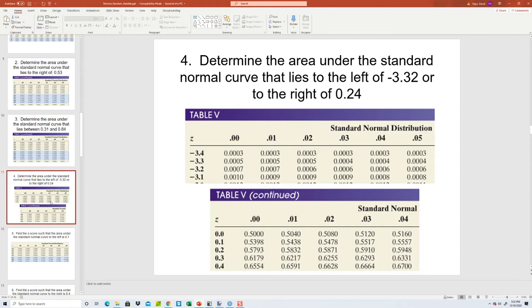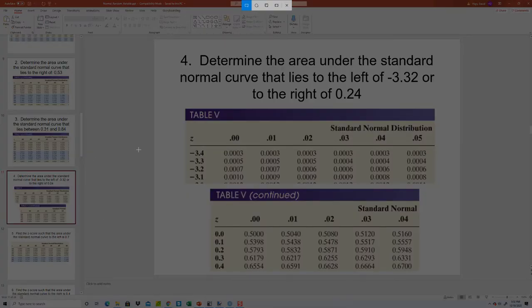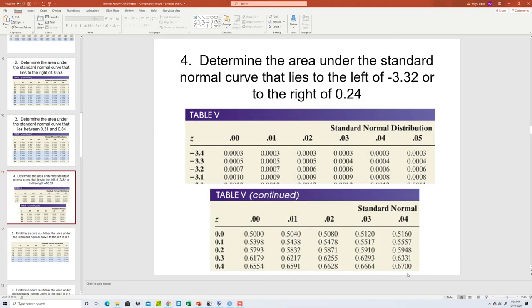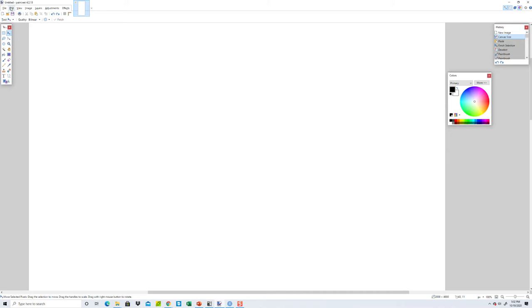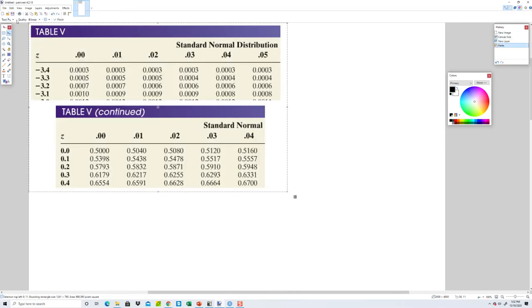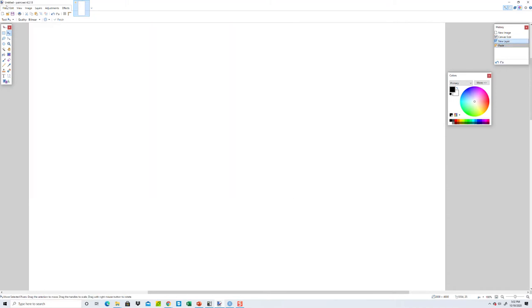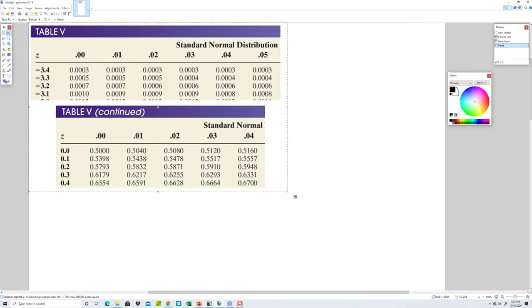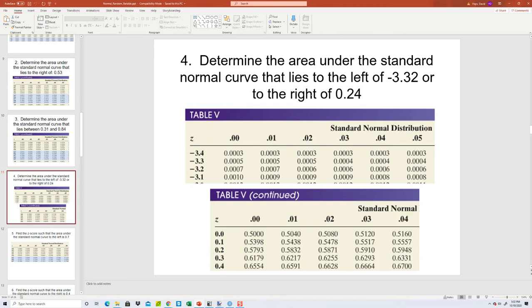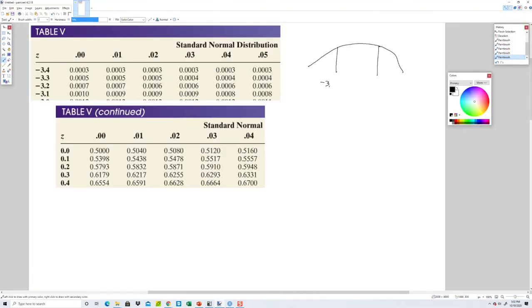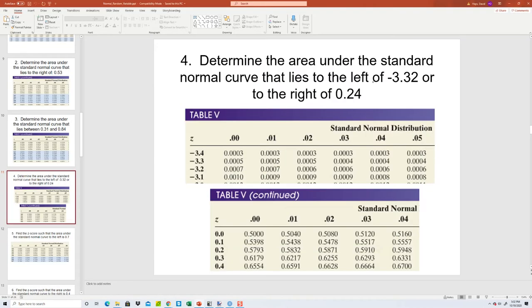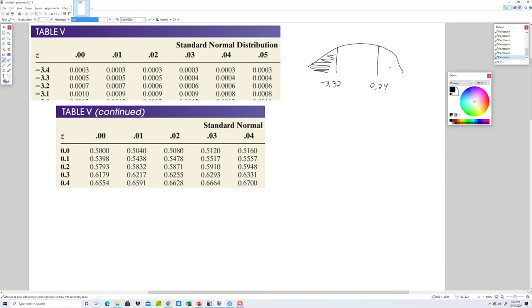Okay, determine the area on the standard normal curve that lies to the left of negative 3.32 or to the right of 0.24. Let me grab those. What was that? What did it just do? I think I chose the wrong one. Not that that matters. And then edit, deselect, choose my paint. Okay. Left of negative 3.32. It's a pretty small z-score. Right at 0.24. So that's what we're trying to find.